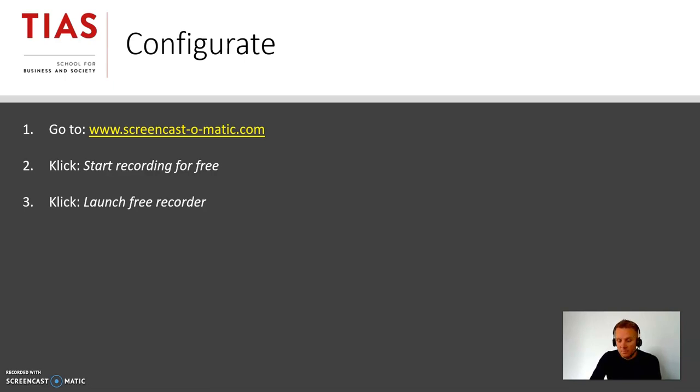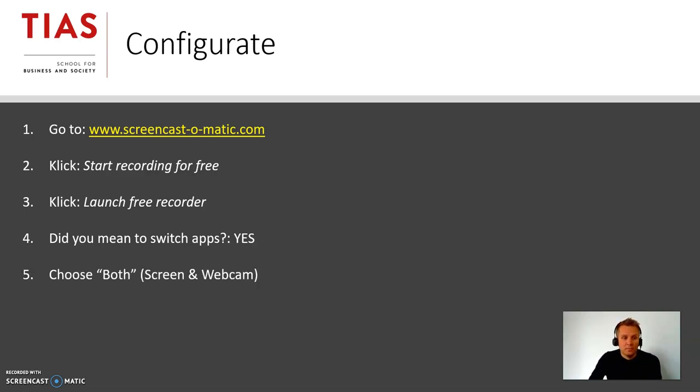That's easy to remember. Once you go there, it might be that an extra window appears asking you, did you mean to switch apps? If this question is asked, you simply reply with yes. Once you do that, it takes a few seconds and eventually there will be a dotted frame appearing in your window. And that is a signal that the screencast software has been activated. And then you can start configuring your recording.